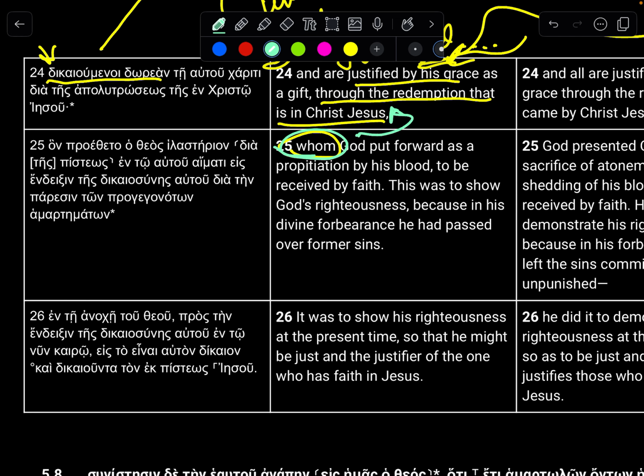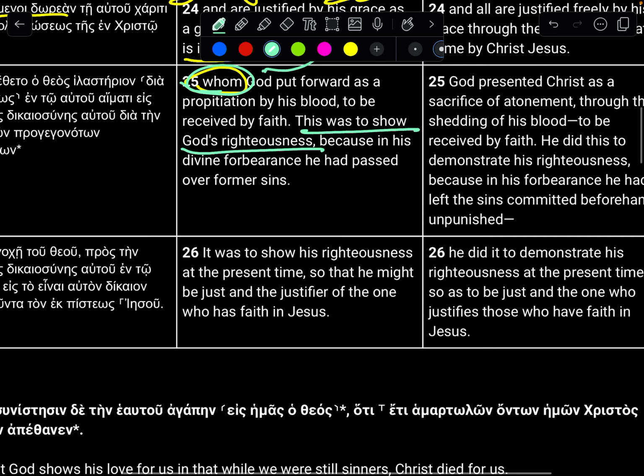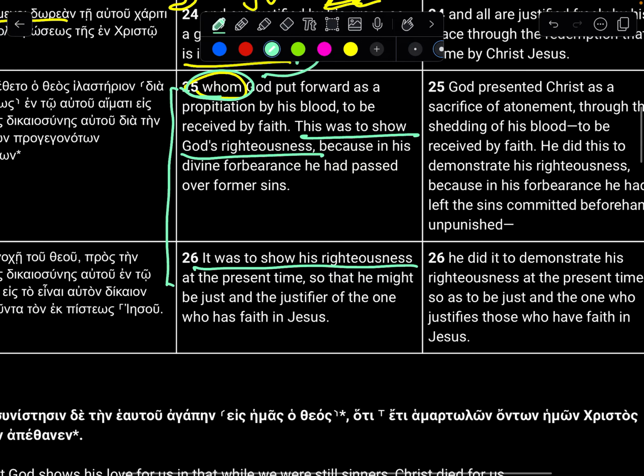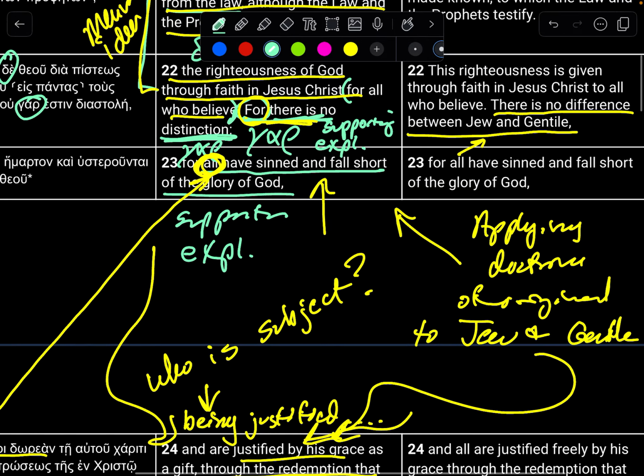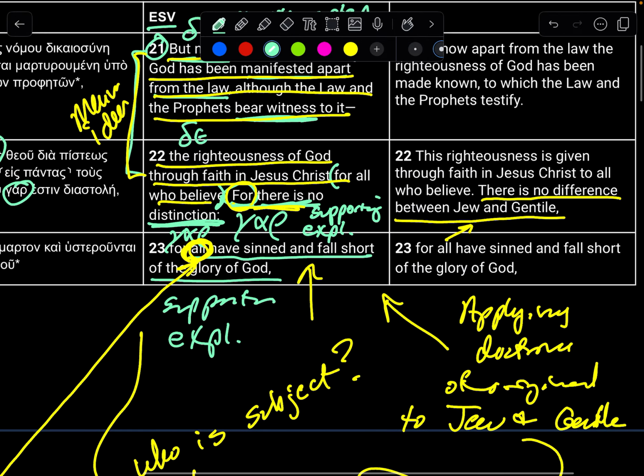This was to show God's righteousness, because in his divine forbearance he had passed over former sins. It was to show his righteousness at the present time, so that he might be just and the justifier of the one who has faith in Jesus. And so this very important information here is subordinate to the main information found here in verse 21 and 22.